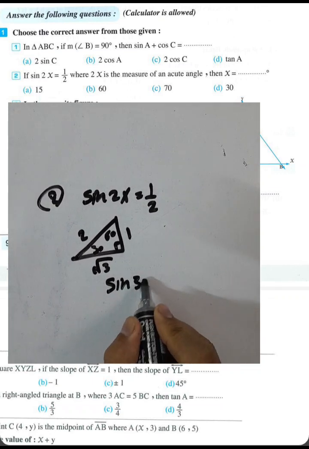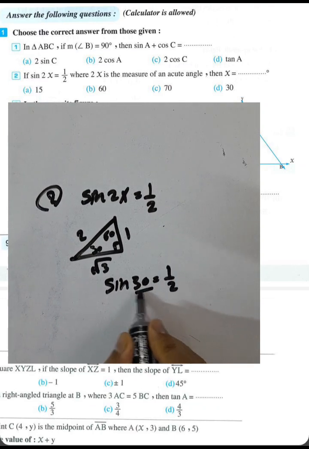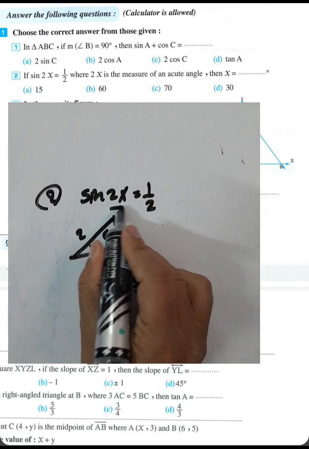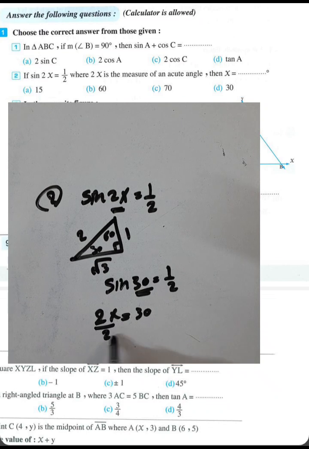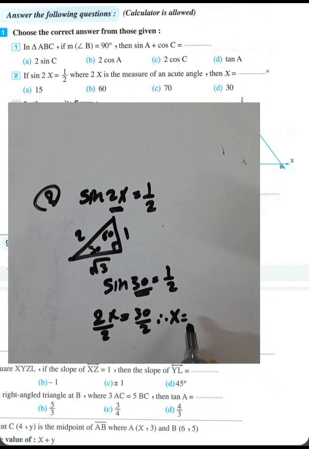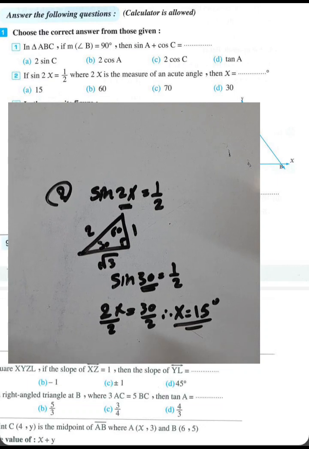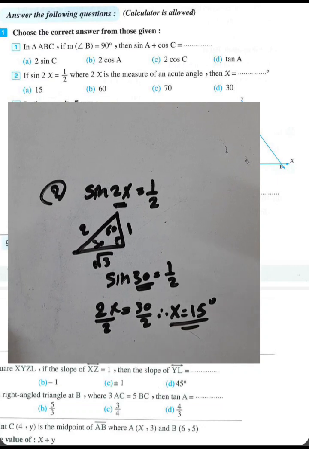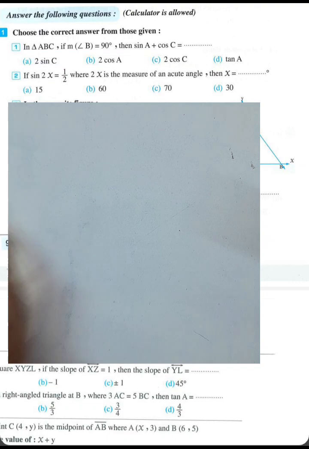Then sine 30 will be half. Then 2x here will be 30. Then you can divide by 2, and the value of x equals 30 divided by 2 equals 15 degrees. Choose letter A. You wanted to find the value of x. Question number 3.